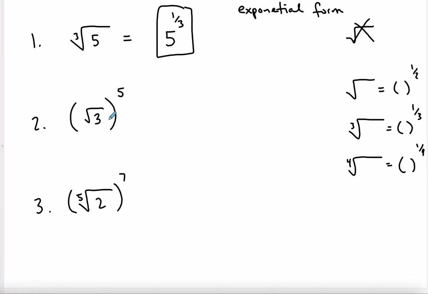Second one here. First, we're going to deal with what's inside, right? PEMDAS, parentheses first. Well, 3 under the radical is going to be 3 to the 1/2. And that's still raised to the 5th. Now, an exponent raised to an exponent, we multiply. So this is equal to 3 to the 5/2.